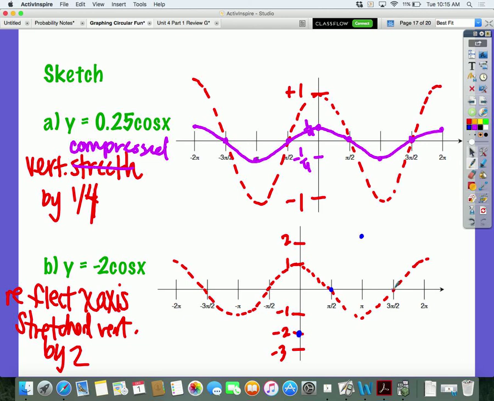This one here at (3 pi over 2, 0) stays. But this one, where's it going to be now? At -2, because I flip it and then stretch it. Similar pattern over here. Flip it, stretch it. Stays the same. Why wouldn't it be? Because we're multiplying, we're not adding. So basically we're just multiplying all of our y's. Questions?